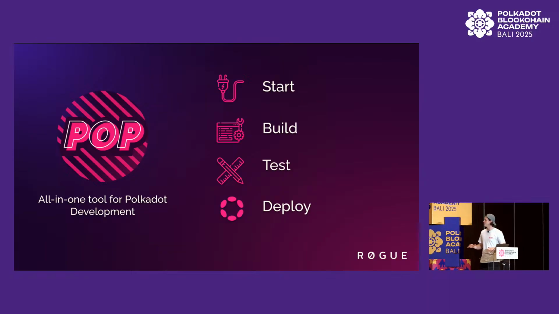Now, we have the POP CLI. The POP CLI is trying to solve one issue that we had before, which is that we had a lot of tooling, but they were all separate from each other. If you look at other ecosystems, you have basically one tool and it does everything that you need. So that's what we're trying to do here with POP CLI. Of course, I'm biased here, but really, we're just trying to improve Polkadot developer experience. So let us know how we can improve it, and we'll do it.